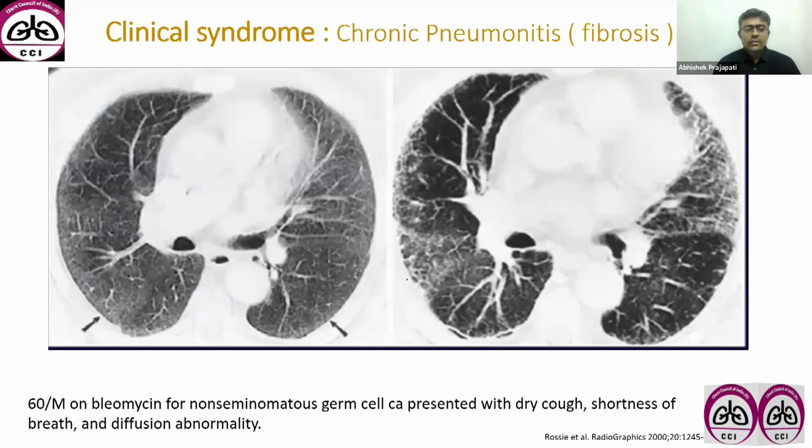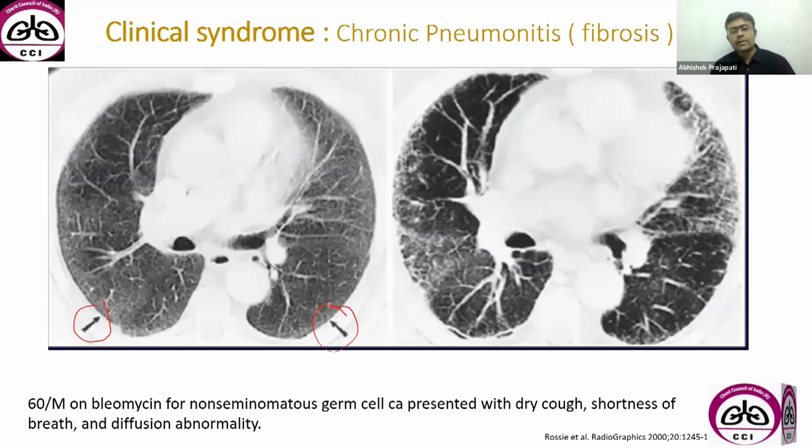Another case is a 60-year-old male who was on bleomycin for his non-seminomatous germ cell carcinoma. He presented with a dry cough, shortness of breath, and diffusion abnormality. Here we can appreciate the peripheral involvement of the lungs on this CT scan after 3 months. These interstitial opacities progressed after the 3 months.